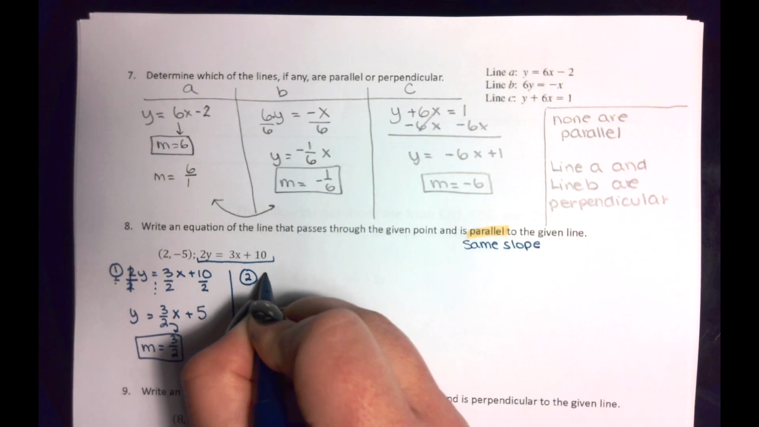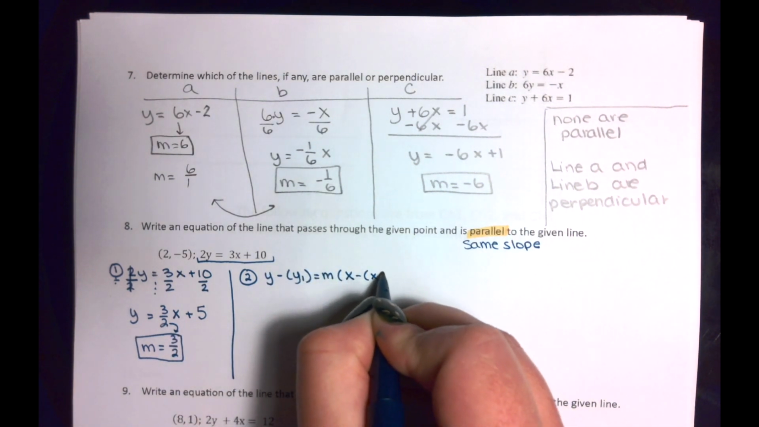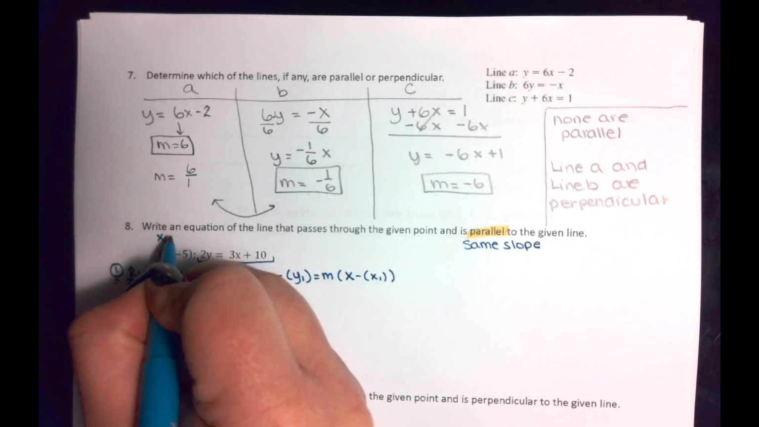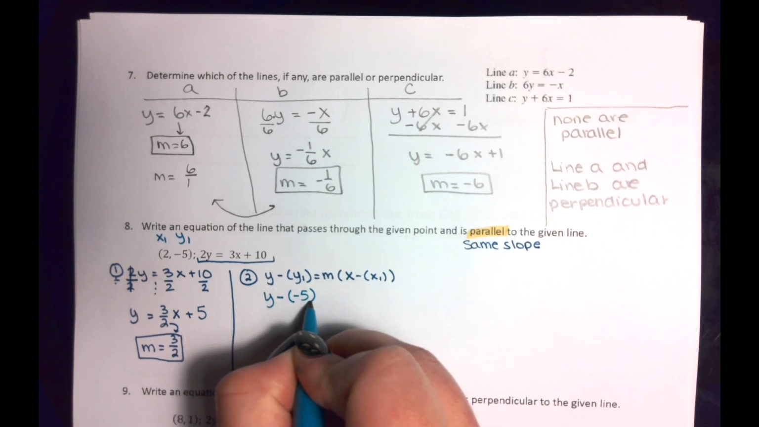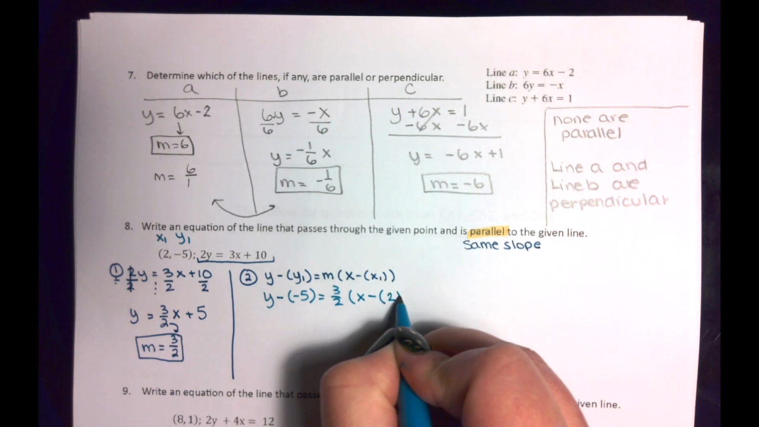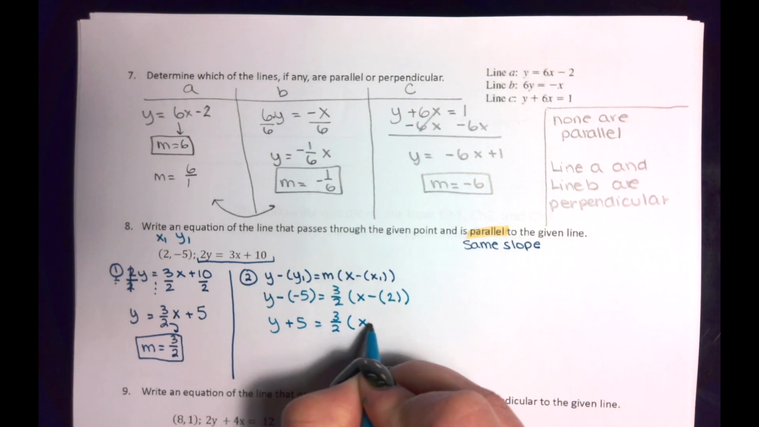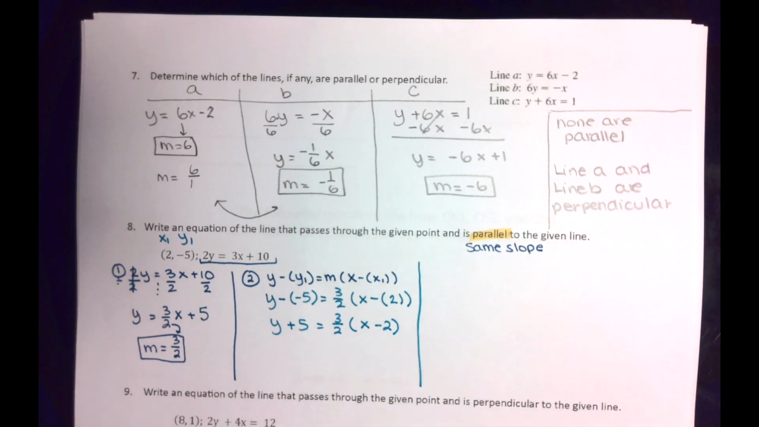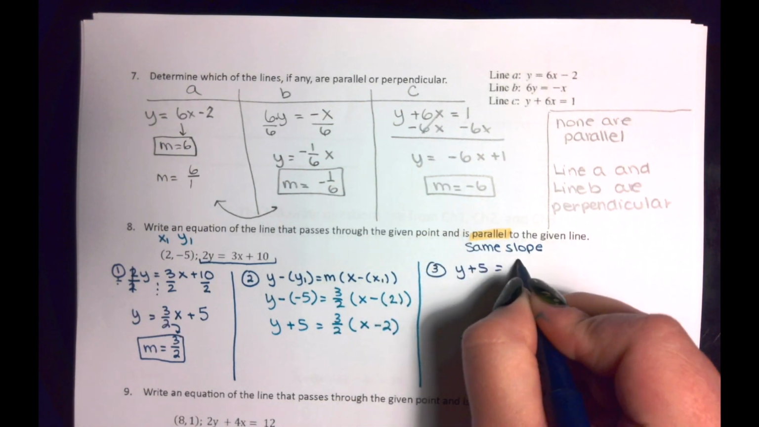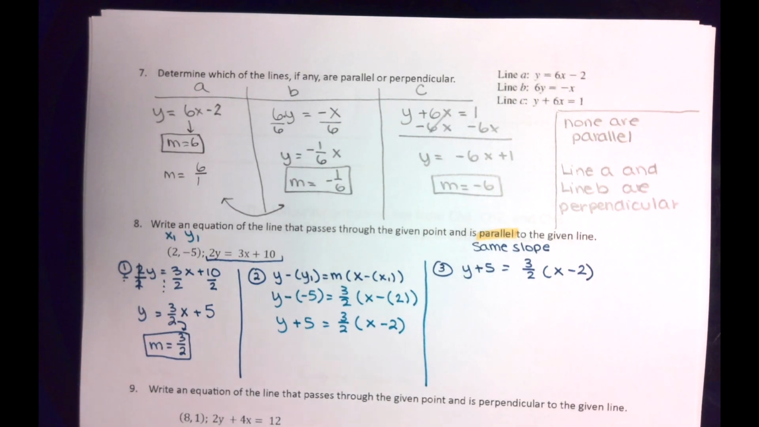Step number 2, you're going to use your point slope form to write out your equation with the same slope. Here's x1, y1. Slope was 3/2, and x1 is 2. Simplify any double negatives. And then step number 3, you're going to take that equation, continue working with it by distributing that slope and solving for y.